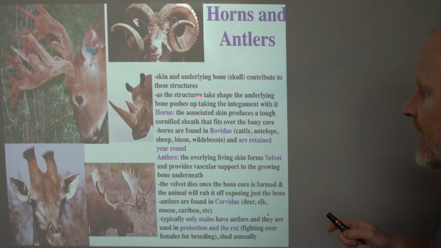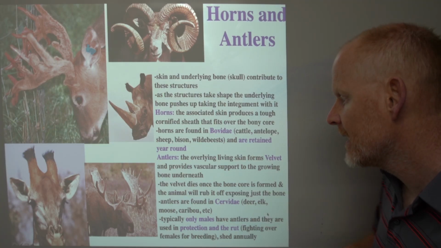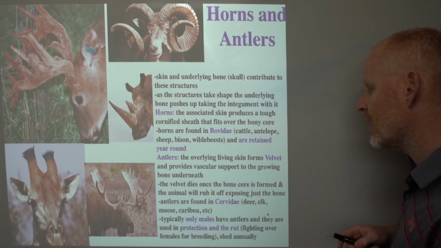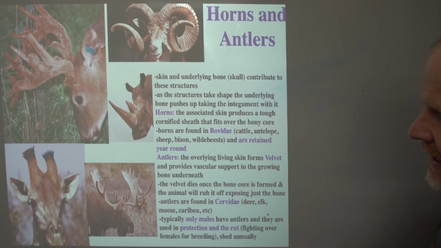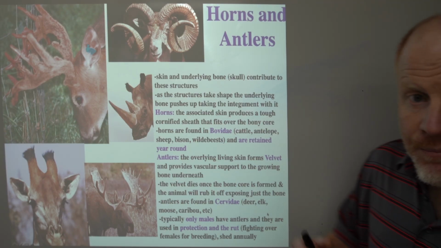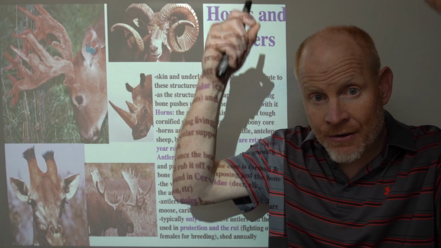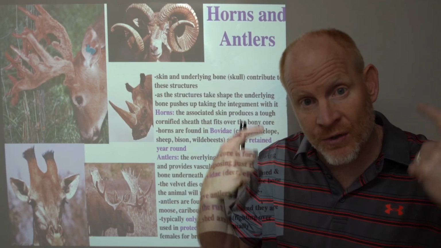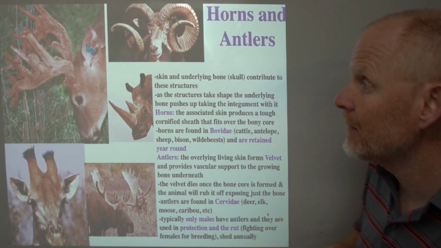These are associated skins that you find in the bovidae groups: cattle, antelope, sheep, bison, wildebeest, rhinos. Antlers are shed, whereas the horns are retained year-round. Antlers grow from bone from the skull. Bone grows out and is supported. That growth is supported by this velvet, which is the thickened skin on top.